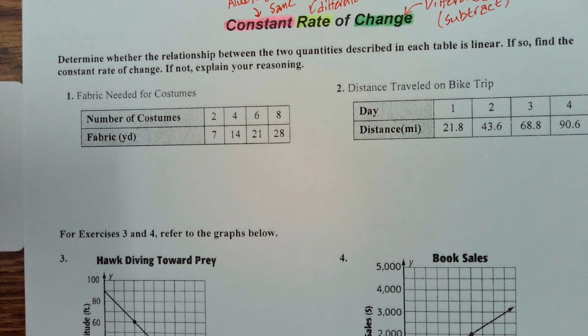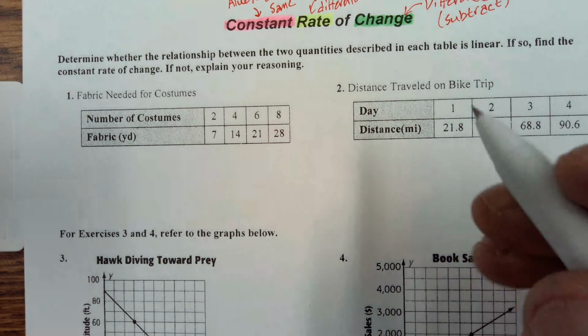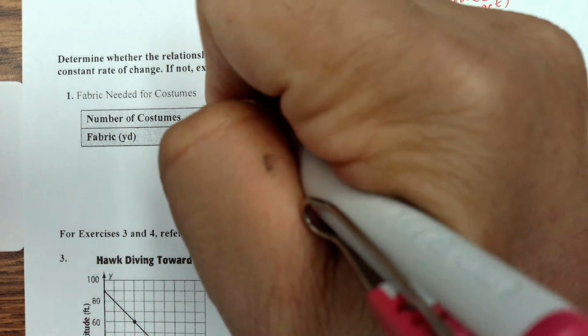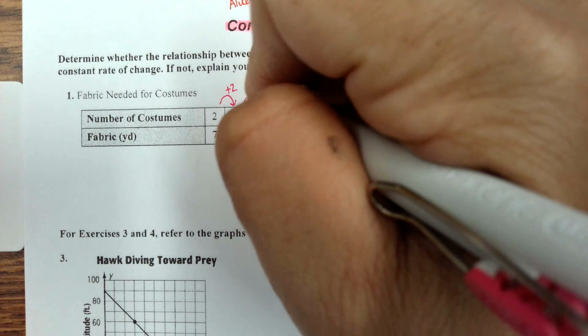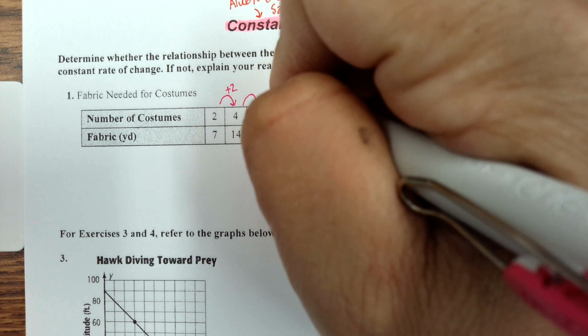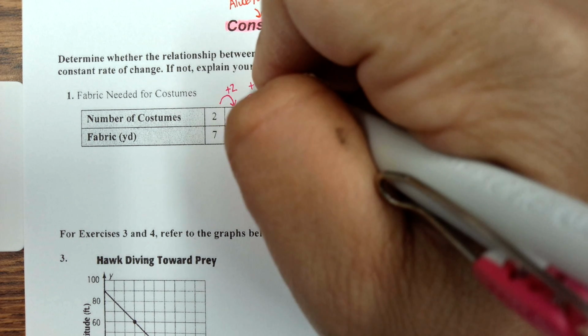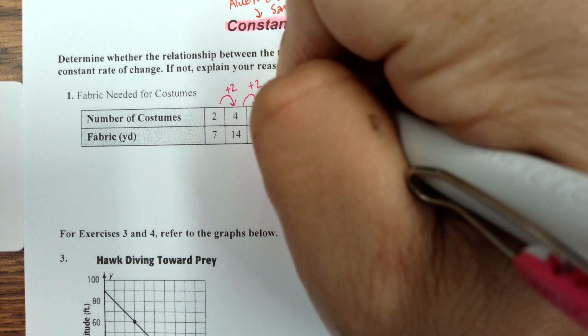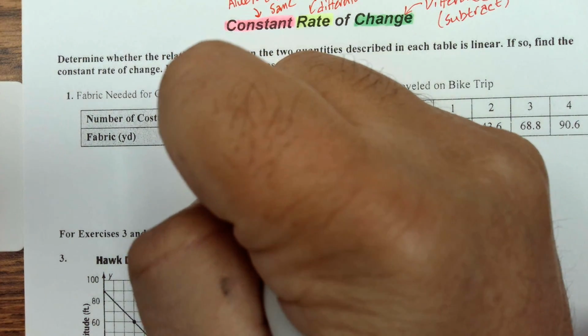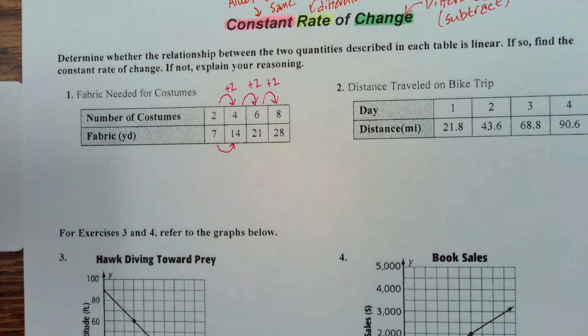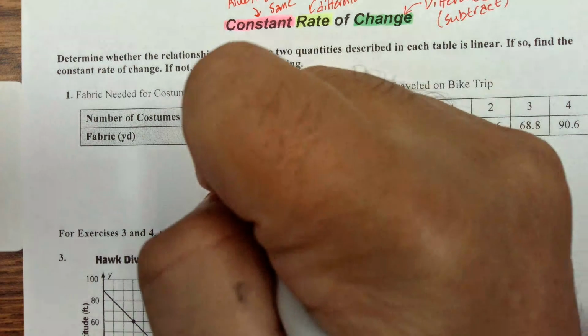So let's just take a look at how it's changing. Let's start with the number of costumes. From this to this. That's plus 2, right? We're adding 2. Isn't it adding 2 each time? Definitely. That's pretty easy. Everyone here is able to do that. How about, let's compare and see how it's changing for the amount of fabric. If we're going from 7 to 14, so we're increasing by 7.